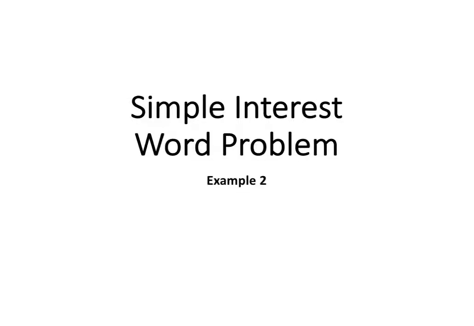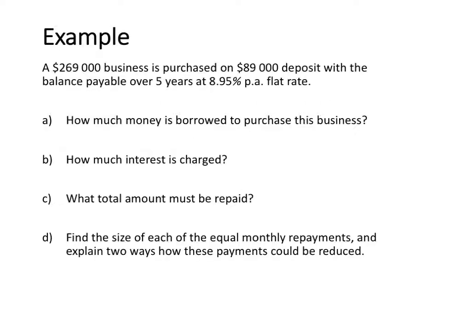In this video, we're going to have a look at how we answer a word problem that involves simple interest. So the question is, a $269,000 business is purchased on an $89,000 deposit with the balance payable over 5 years at 8.95% per annum, and it asks us to calculate a series of questions. So let's have a look at how we can calculate those answers.